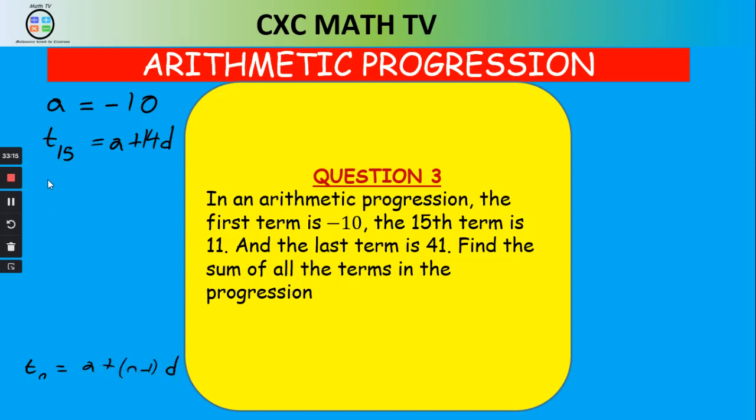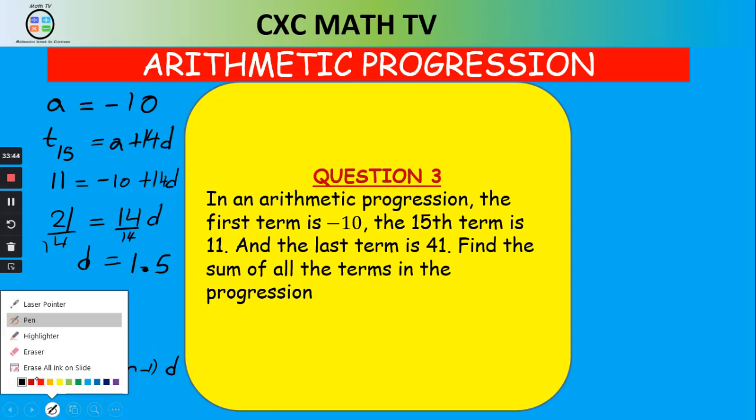So in that case, the 15th term, which is 11, is negative 10 plus 14d. If I bring it over, this is saying 21 is equal to 14d. So d would be equal to 1.5, because we divide both sides by 14. Let's see what they're going to ask now. They say the last term is 41. Find the sum of all the terms in the progression.